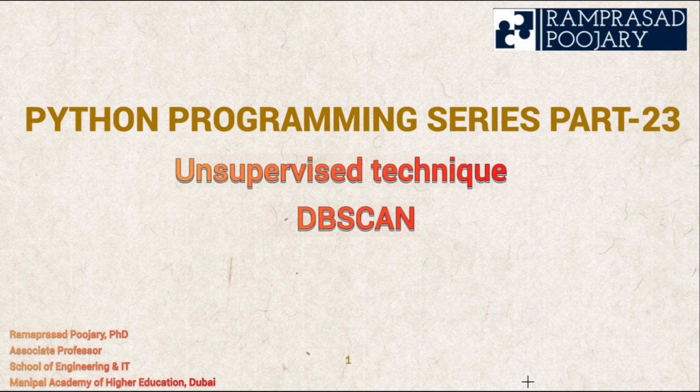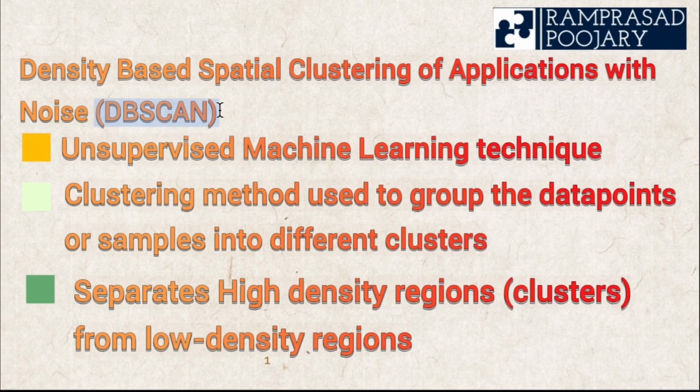This is Ramprasad Pujari. In this session, we will focus on one more unsupervised machine learning technique, which is called DBSCAN. The DBSCAN full form is density-based spatial clustering of applications with noise. This is an unsupervised machine learning technique similar to K-means clustering, which we have seen in our previous video. This is a clustering method which is used to group data points or samples into different clusters. The main purpose of this is to separate the high density regions from low density regions. High density regions are where the data points are densely packed.